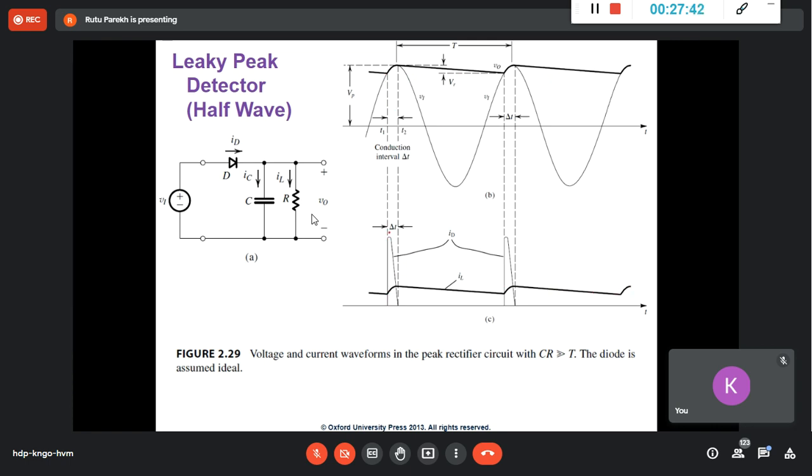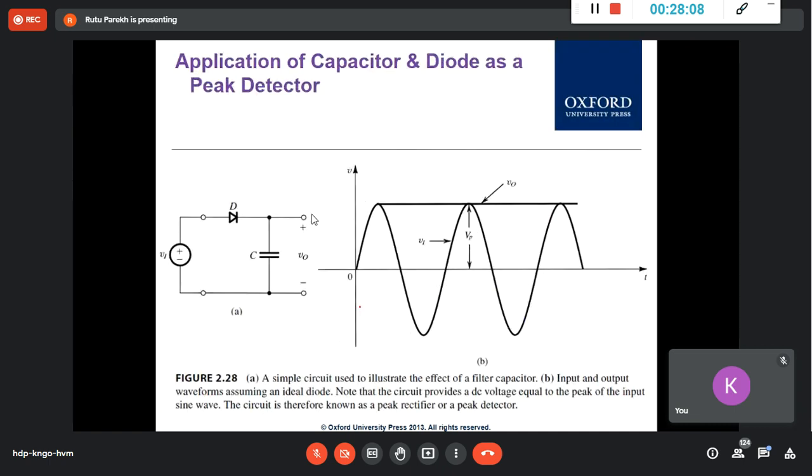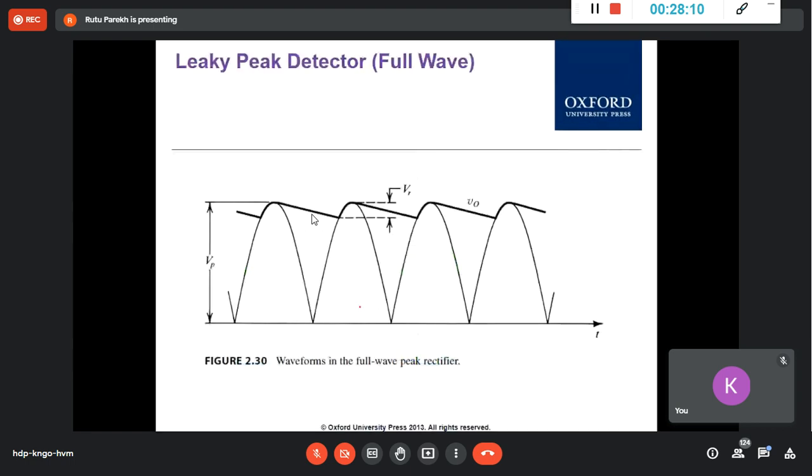And your diode is only on for a fraction of the time. And this is very important: your RC should be very, very much greater than the time period of the sine wave. This is the peak voltage. And what you get is this output, which is not pure DC, but with ripple. That's what you get here, and we want to remove that. And we know the remedy: it is the Zener diode that you can use to remove that.